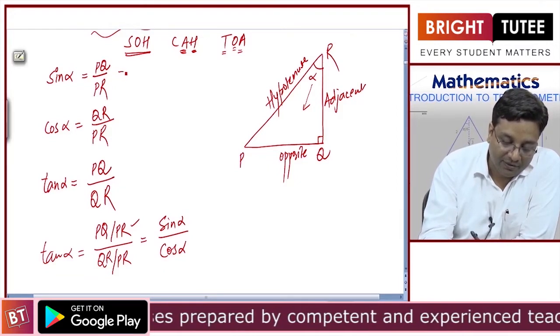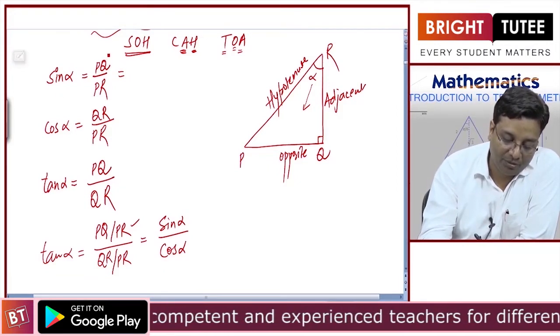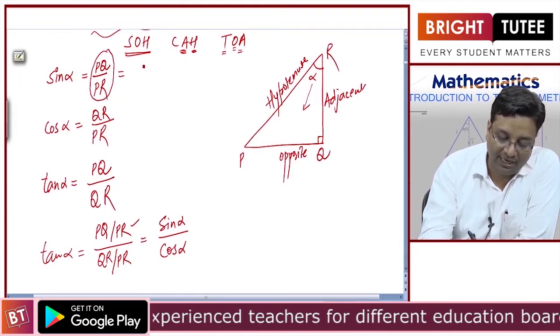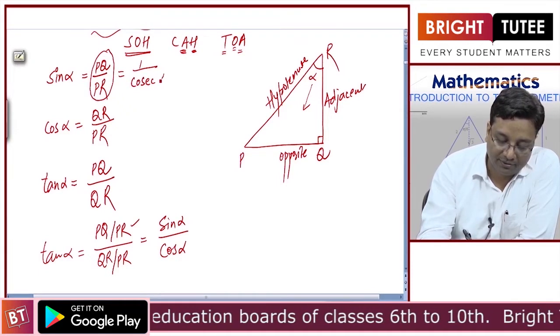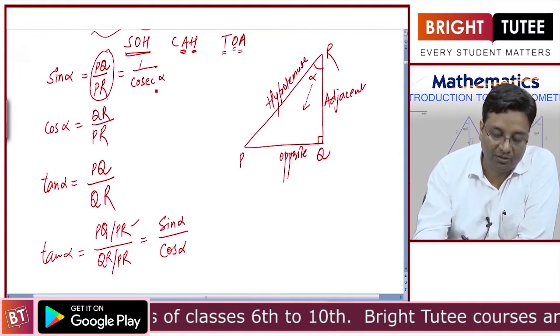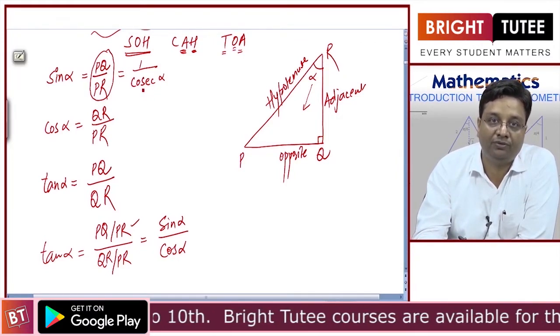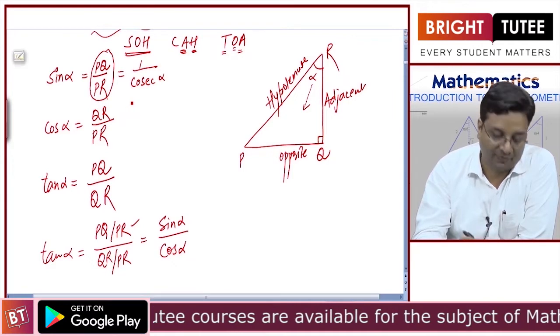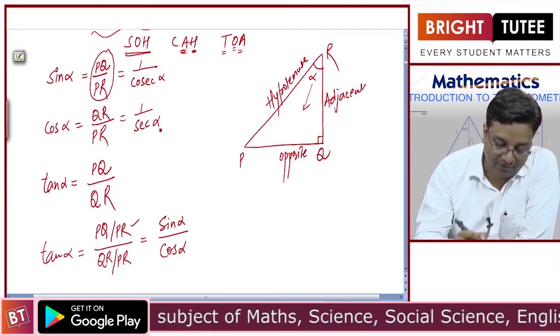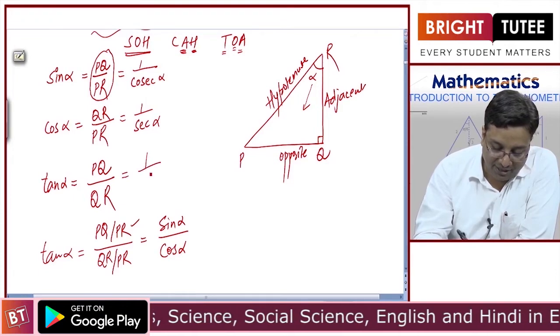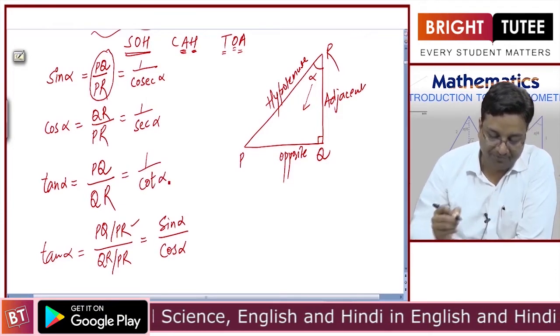And I can also write this ratio as 1 upon cosecant alpha, right? Because cosecant is just the reciprocal of sine, right? Similarly, I can write it as 1 upon secant alpha, and this can be written as 1 upon cot alpha.